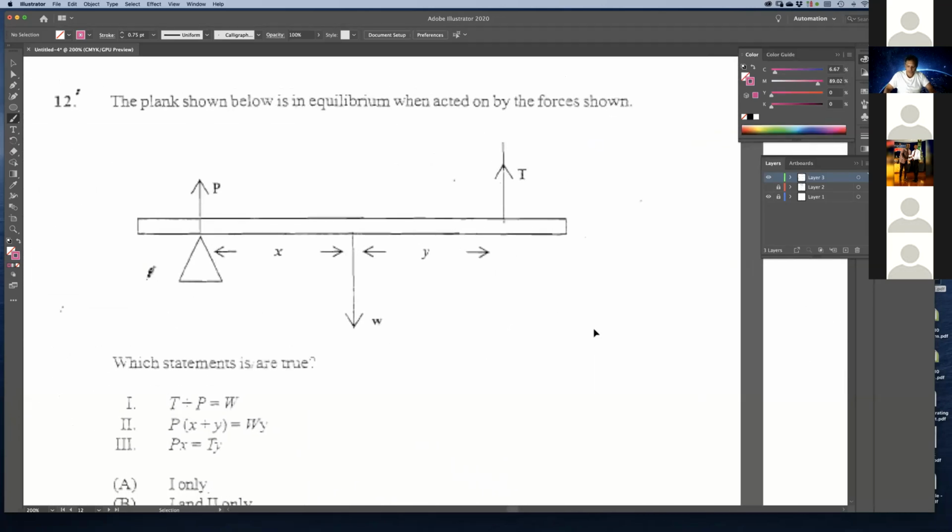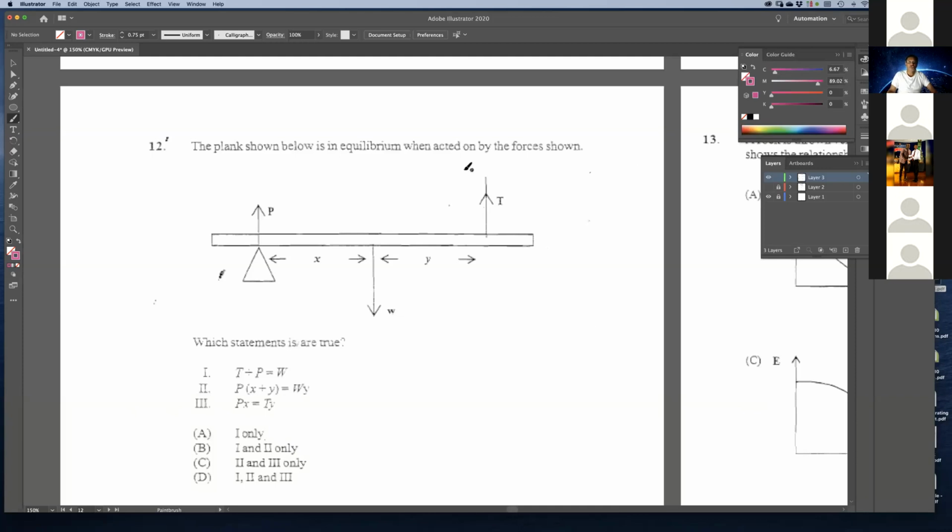All right, so this one I wrote nothing. A plank shown is in equilibrium and acted upon by the forces. I didn't read this one even. Which of the statements is true? P, is this a plus sign? Yeah, it looks like a plus sign. T plus P is equal to W. You agree with that? Absolutely, yes. Upward forces must be equal to downward forces.